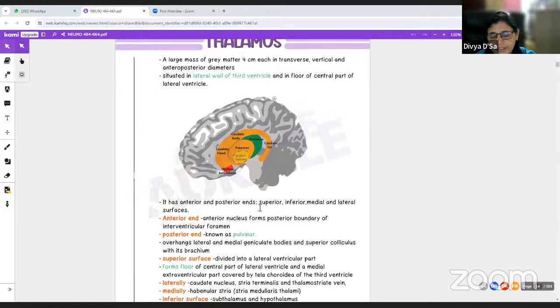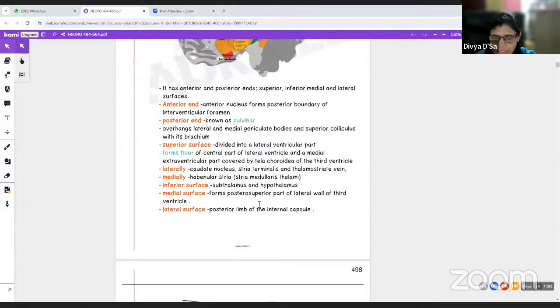The lateral ventricle is the cavity of the cerebrum, right? So the thalamus is situated below that, and it forms the floor. The extraventricular part is covered by the tela choroidea of the third ventricle. The tela choroidea is basically the pia mater which is invaginated by capillaries. Together we call it the tela choroidea. Laterally, there is the caudate nucleus, stria terminalis, and thalamostriate vein. Medially, there is the stria habenularis, and the inferior surface relates to the thalamus and the hypothalamus.